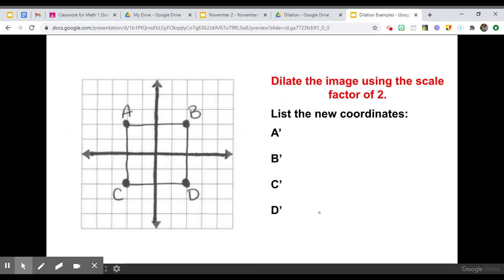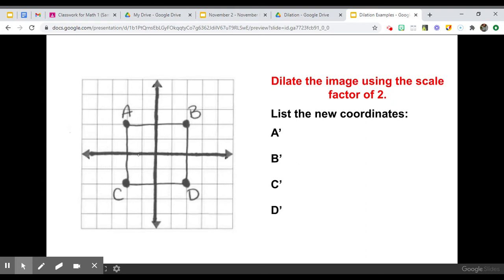So we're going to dilate the image using a scale factor of 2. Dilations are pretty simple to figure out using a scale factor. If you go back to 7th grade, a scale factor does end up having equivalent fractions and all that stuff, but basically you multiply with the scale factor. So now we're going to find our new coordinates using the scale factor that we have.